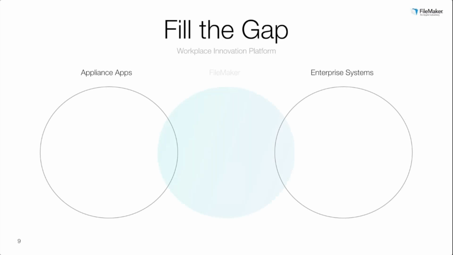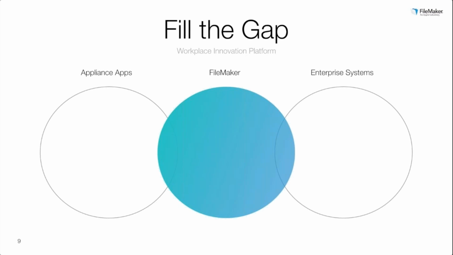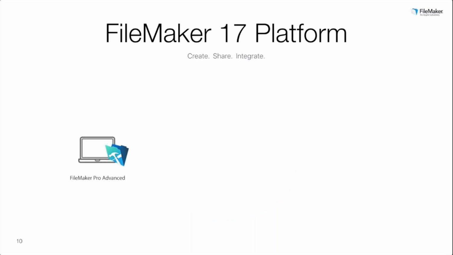The point is, FileMaker's workplace innovation platform is built to fill that gap between appliance apps and enterprise systems that can often lead to the work rut. This means that your success is not going to be determined solely by a custom app, but by FileMaker's entire workplace innovation platform, which allows you to continually create or customize apps just like this FileMaker job tracking template, and then continue to quickly change them as your business needs evolve.